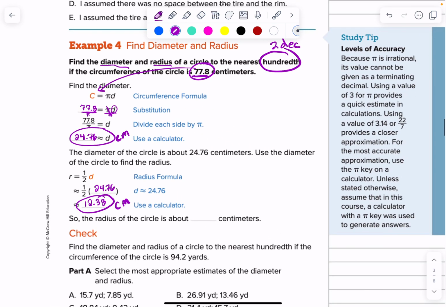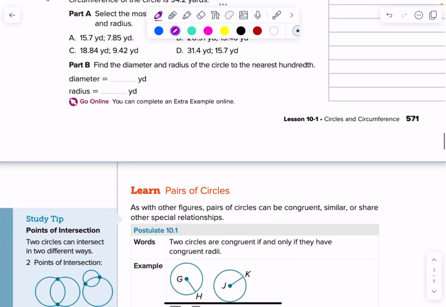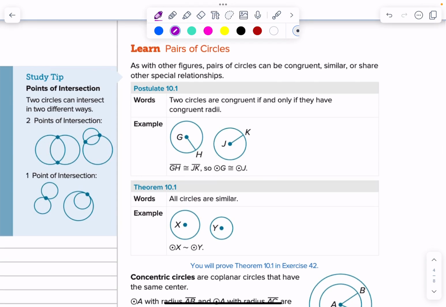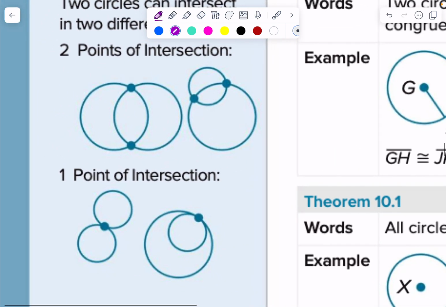Okay? All right, I think we just have one more example left. And it is pairs of circles. Here we go. Talking about different pairs of circles. Here are things that can happen when we have 2 circles. Think of these as when you're blowing bubbles outside, blowing them through the little circle that has the soap on it.